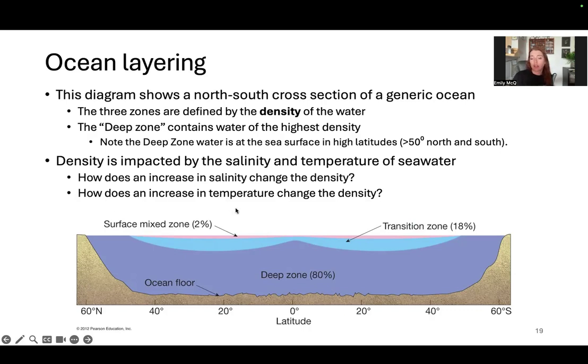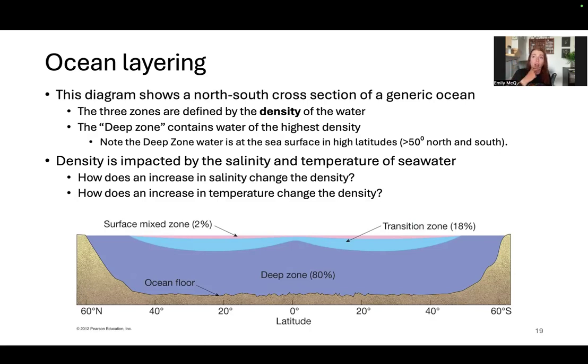So, an increase in salinity is going to increase the density of the water, and an increase in temperature is going to decrease the density. Our deep ocean is both very salty and very cold.